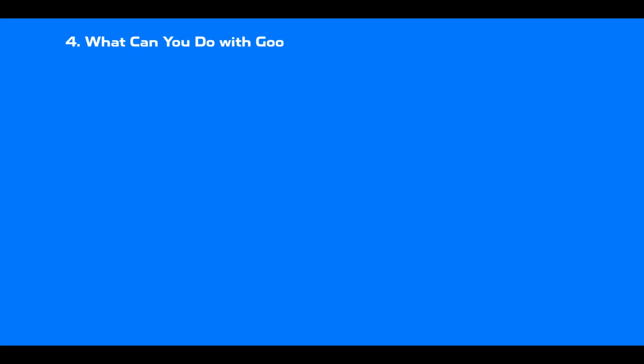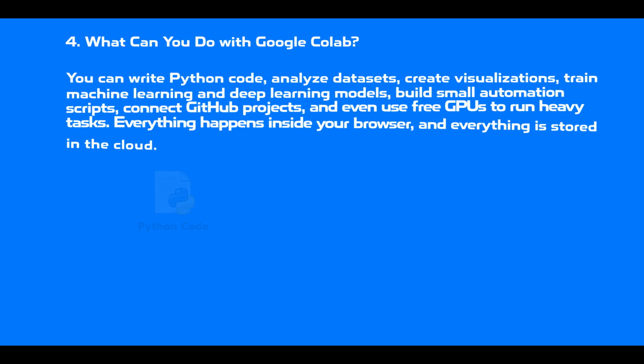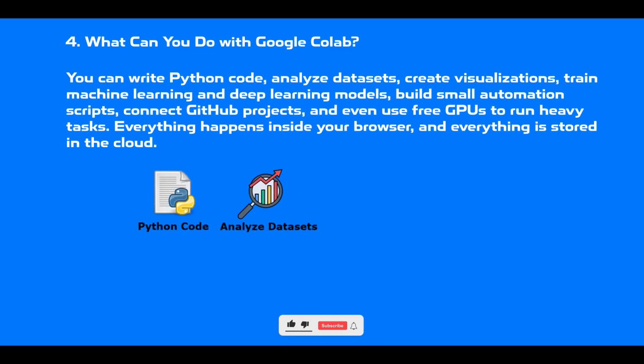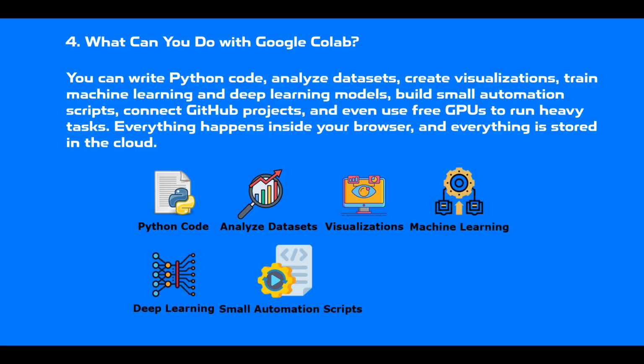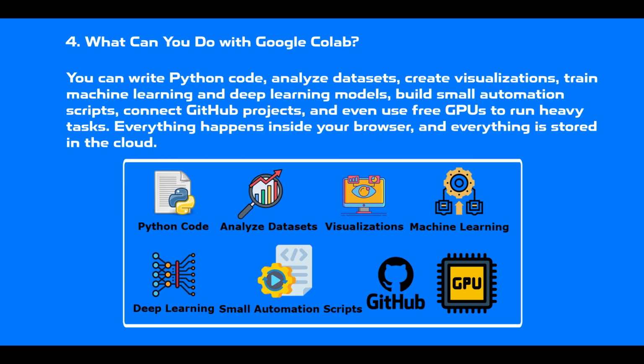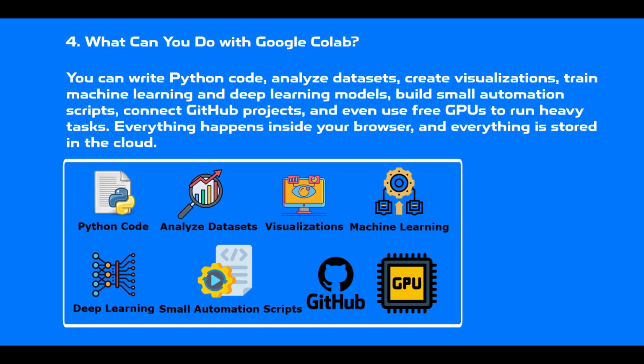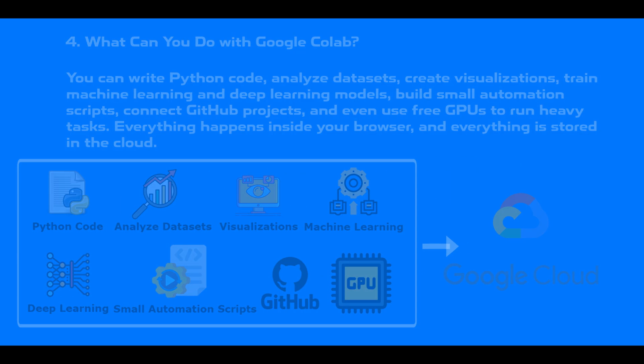4. What can you do with Google Colab? You can write Python code, analyze data sets, create visualizations, train machine learning and deep learning models, build small automation scripts, connect GitHub projects, and even use free GPUs to run heavy tasks. Everything happens inside your browser, and everything is stored in the cloud.